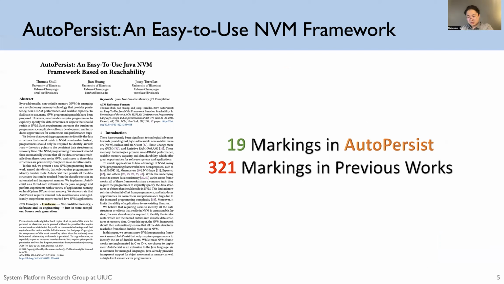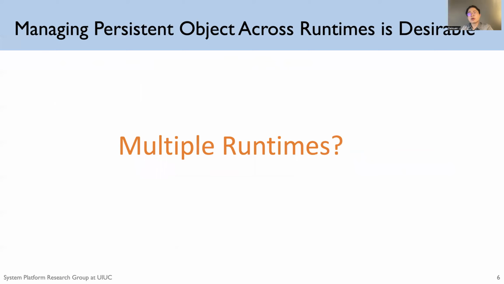Note that everything seems good. So with AutoPersist, we can persist objects into non-volatile memory easily. However, AutoPersist can only support Java language. How can we extend this to multiple runtimes, for example, Java, JavaScript, and Python?